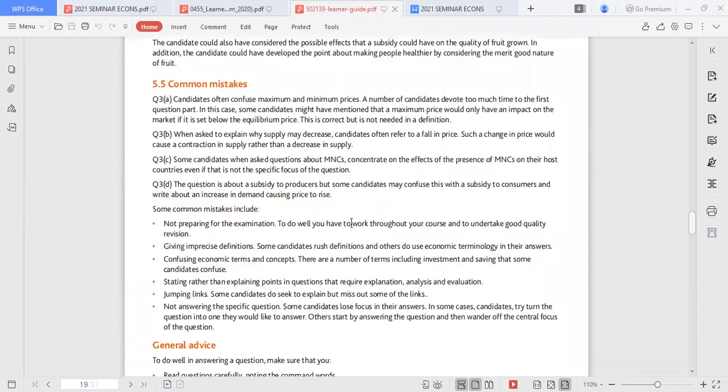Let's look into common mistakes. All right? They say candidates often confuse maximum and minimum prices. A number of candidates devote too much time to the first question part. In this case, some candidates might have mentioned that a maximum price would only have an impact on the market if it is set below the equilibrium price. This is correct, but it is not needed in a definition. And if you see 3b, when they ask to explain why supply decreased, candidates often refer to a fall in the price. Such a change in price will cause a contraction in supply rather than a decrease in the supply.